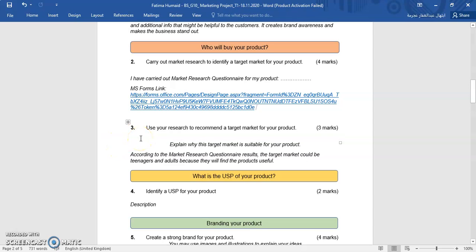Question number 3. Use your research to recommend a target market for your product. An answer can be, of course, according to the questionnaire results or responses. According to the market research questionnaire results or responses, the target market could be teenagers and adults because they will find my product useful.